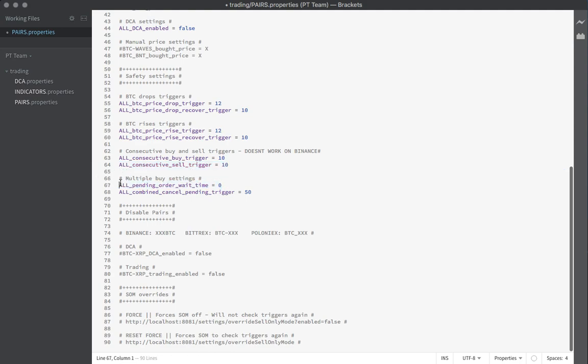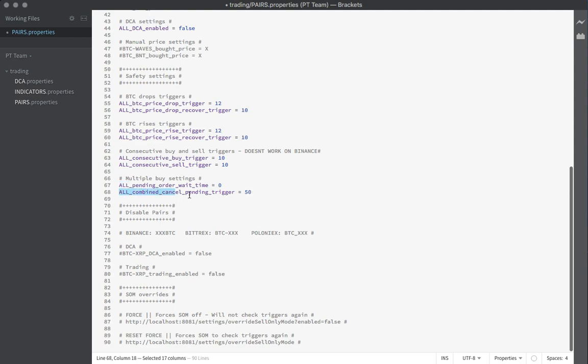Multiple buy settings, all pending order wait time. So this is the number of minutes after a particular buy that the bot will wait before putting the coin pair that it bought into the pending log, which means that once it goes in the pending log, it's going to be able to go and buy that coin again. You use this if you want to try and accumulate a coin over time. You can change the all to a coin pair specifically, or you can just leave it as all if you only want to accumulate specific coins that you set up in your all trading pairs.